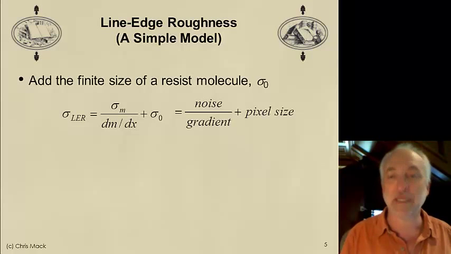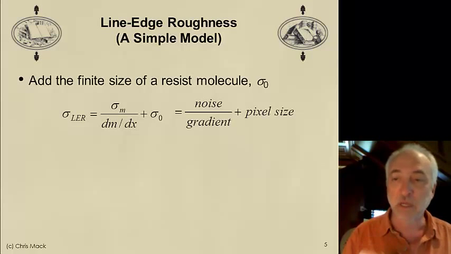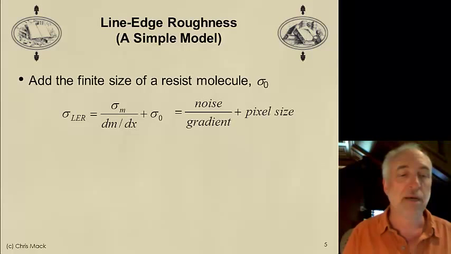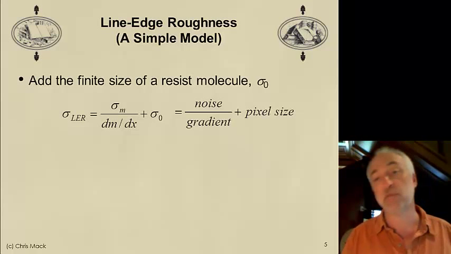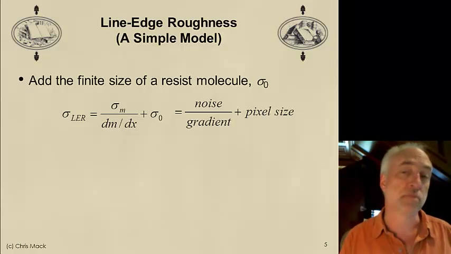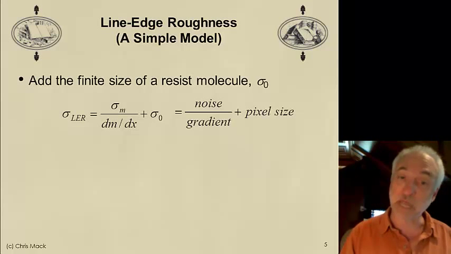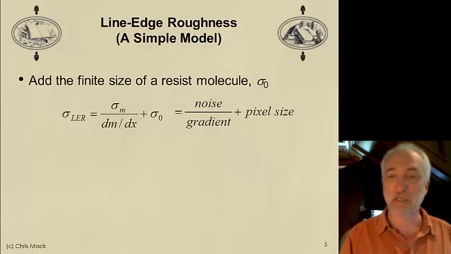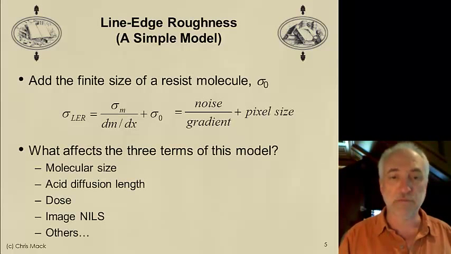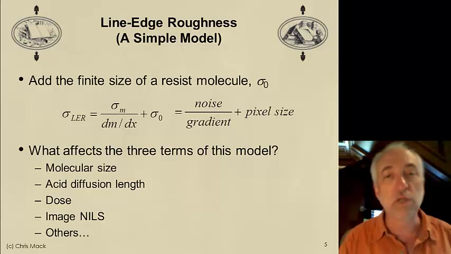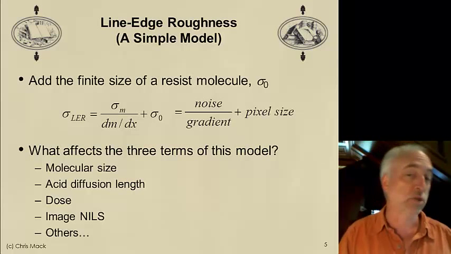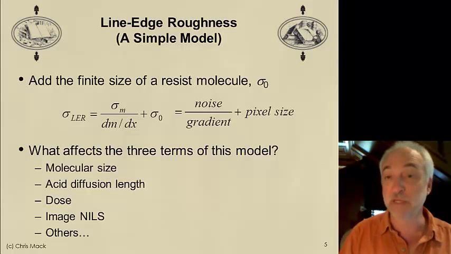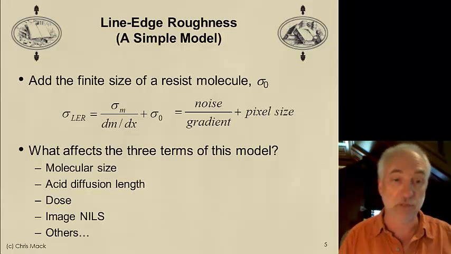And then we add onto it pixel size, the smallest that we can modify the edge position, which is the molecular size. And we have our expression. And this matches the experimental data, and it makes sense physically as well. So this will be the framework that we're going to use to understand line edge roughness. And we'll ask the question, what affects the three terms of this model? The noise, the gradient, and the pixel size.